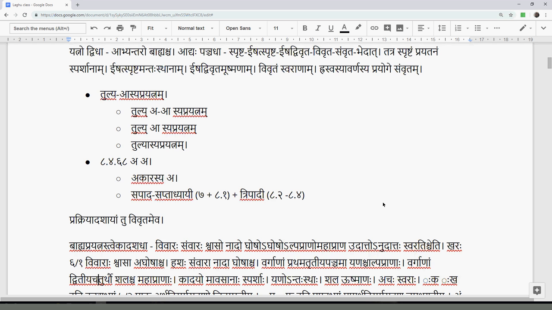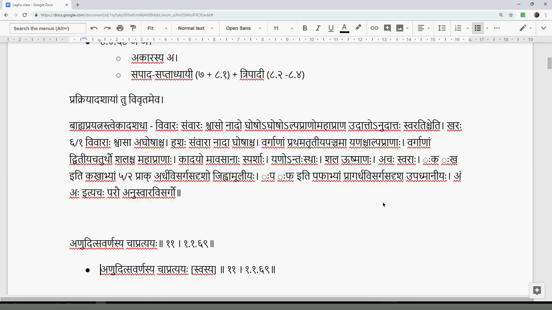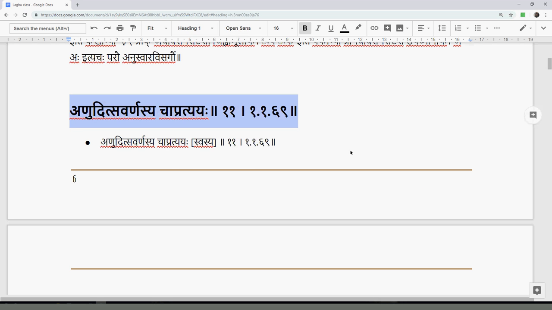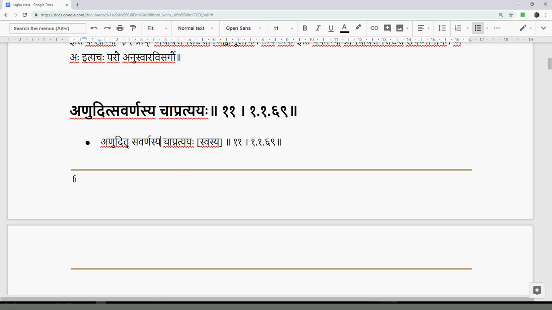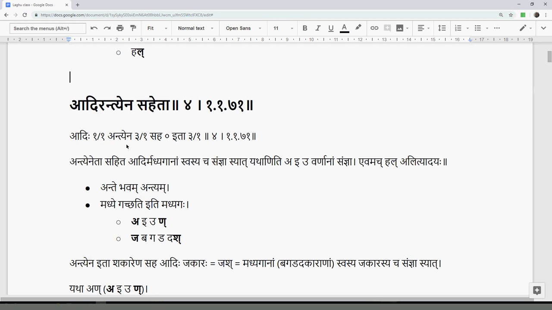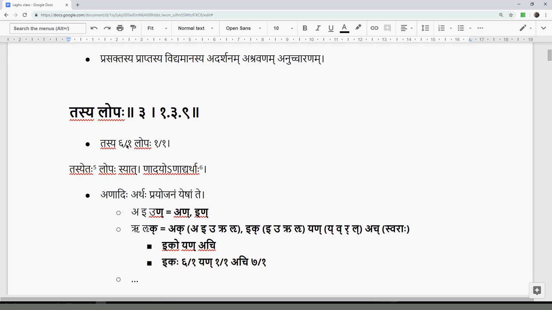Next sutra says, so the next sutra, which is the 11th sutra, and in the sutra part it is the 69th sutra in the Prathama Pada of the Prathama Adhyaya. This is what? Anudit Savarnasya Cha Apratyaha is the sutra. And then there is an anuvritti of Swasya. Swasya comes from the sutra. Oh, here we don't have it.